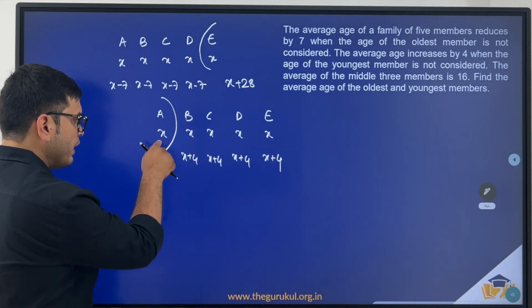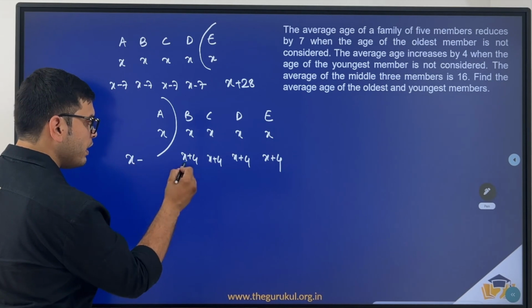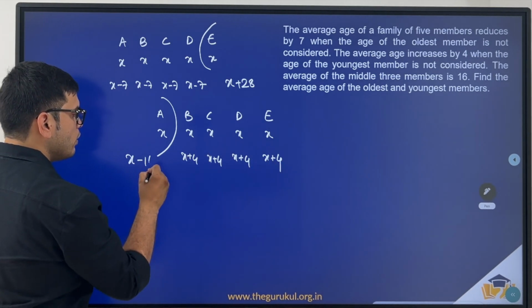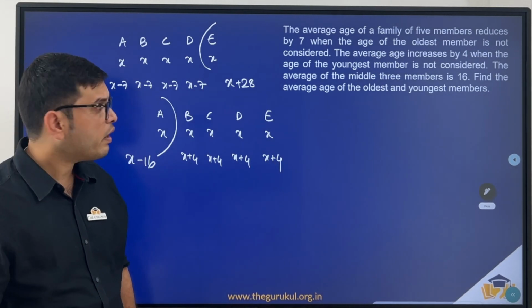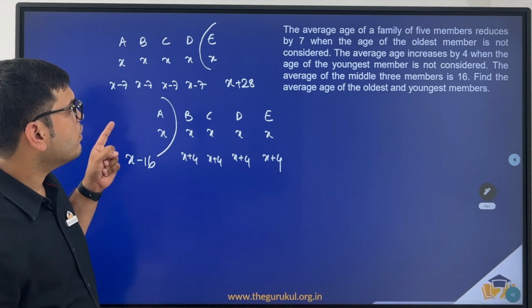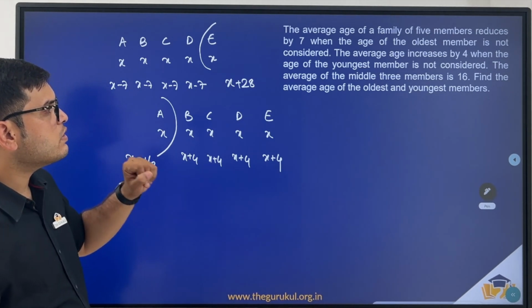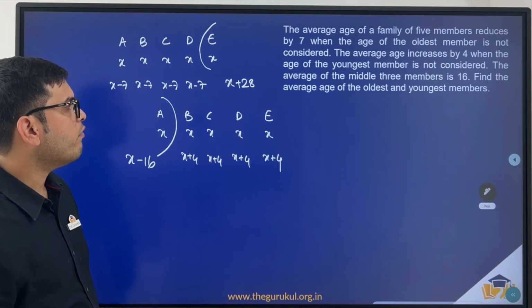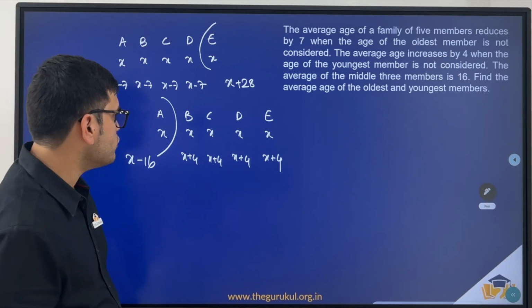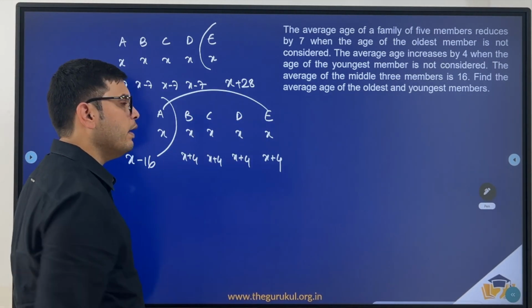So what should be the age of this person? It should be X minus 4 plus 4 plus 4 plus 4, which is X minus 16. Right? And the average age of middle 3 persons is 16. Find the average age of the oldest and youngest members. So we need to find the average age of A and E.